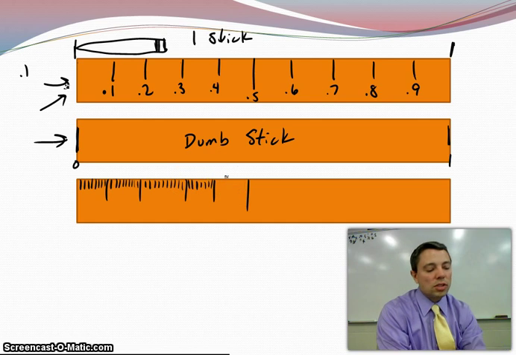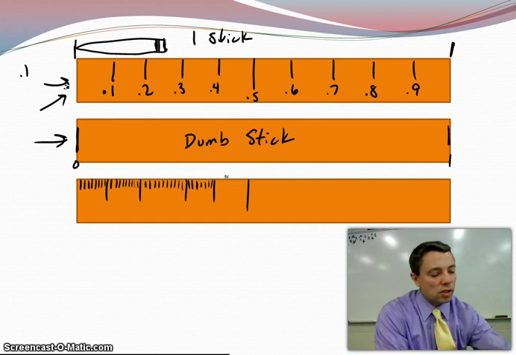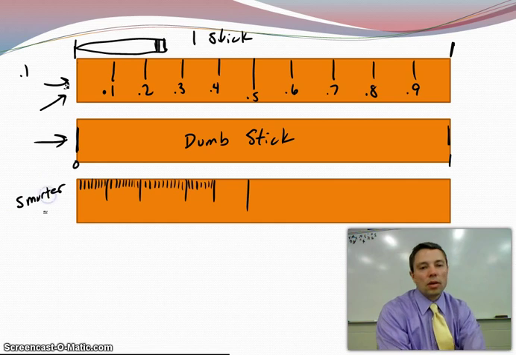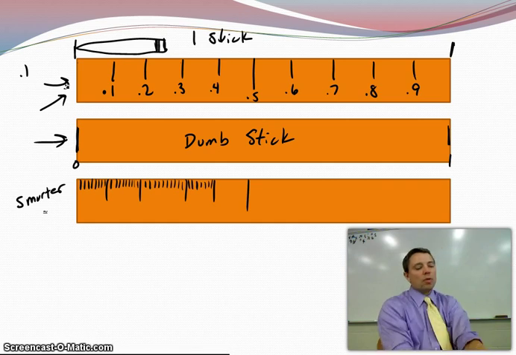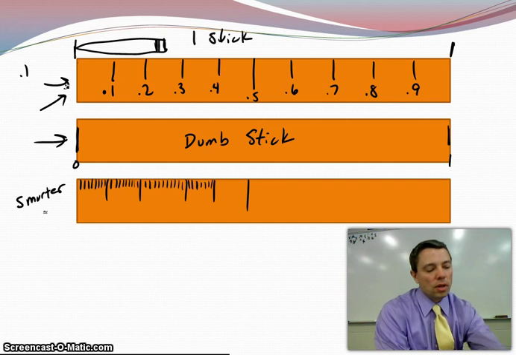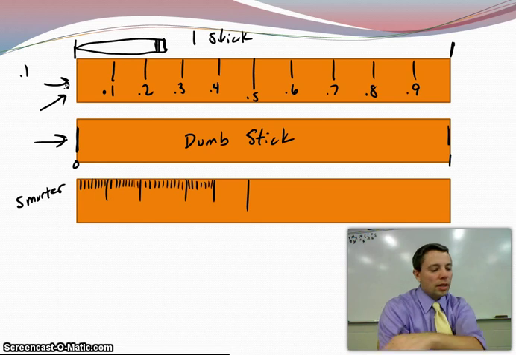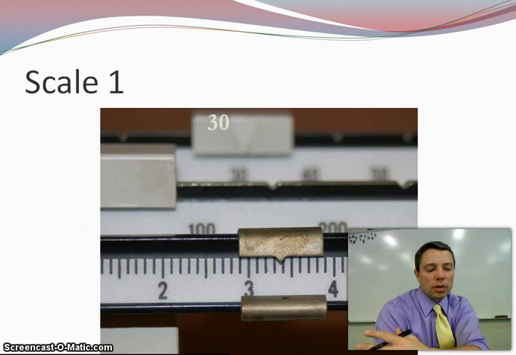And I can make my divisions in between here, and so then I get a smarter stick, okay, because it has more lines. So the more divisions that a tool has, the more significant figures that it can have, and it's essentially a better tool. Okay, so we go from the dumb tool to the smarter tool to then the smartest of all tools, okay? Now we go on here, and I'm going to show you some pictures of some examples.